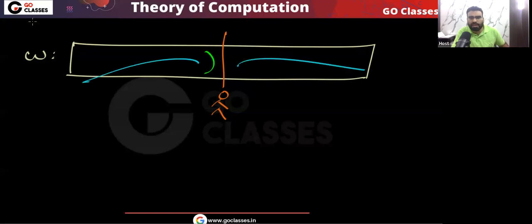For this closing parenthesis, what will be the corresponding open parenthesis, where will it be? On the left or on the right? Very simple question I'm asking. Remember, you are standing here. For this closed parenthesis, will the corresponding open parenthesis be on the left or on the right? On the left. Yes or no?